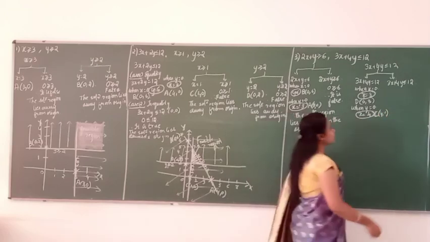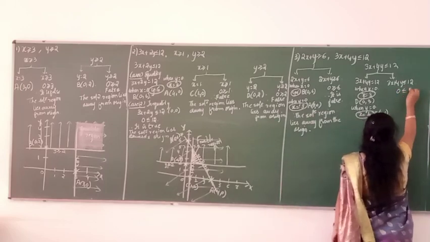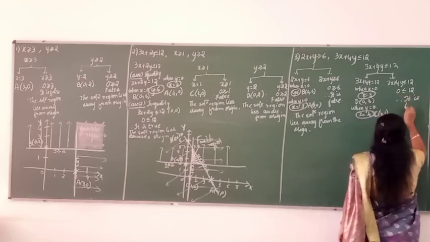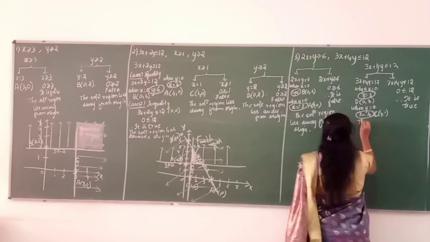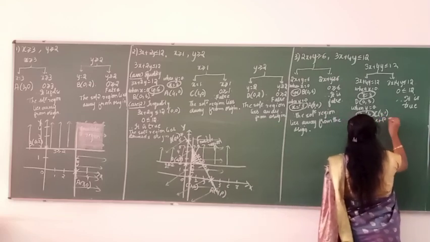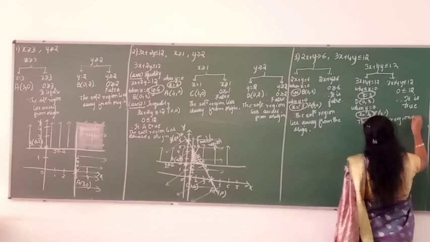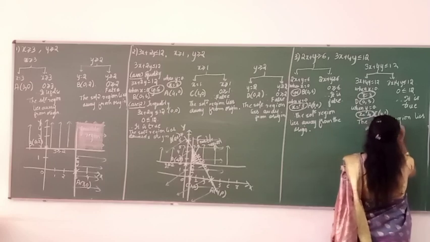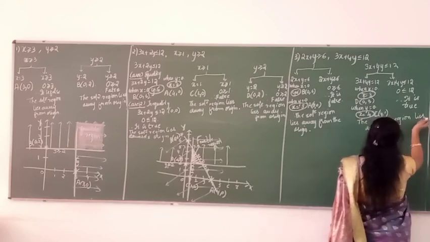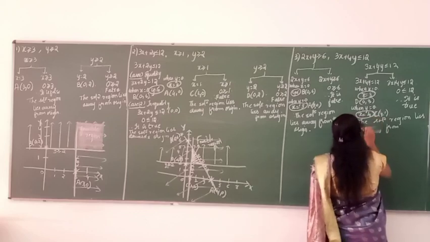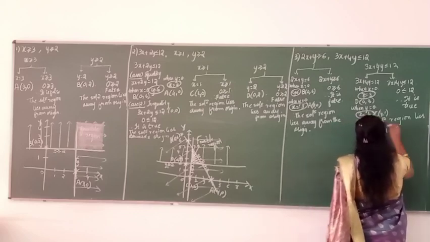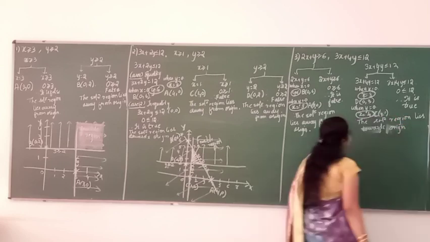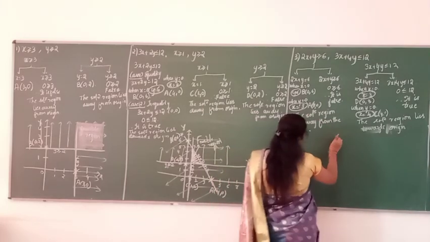Okay. Next one, substitute 0 comma 0. So obviously 0 is less than or equal to 12. Therefore it is true. The solution region lies away. As it is true, the solution region lies towards the origin. Fine. So just draw the graph.